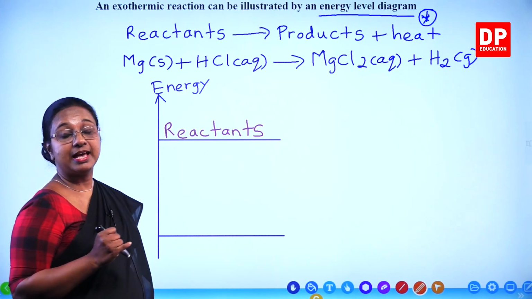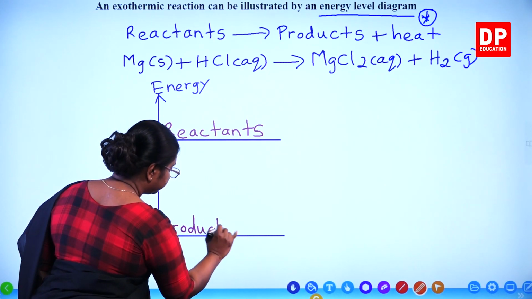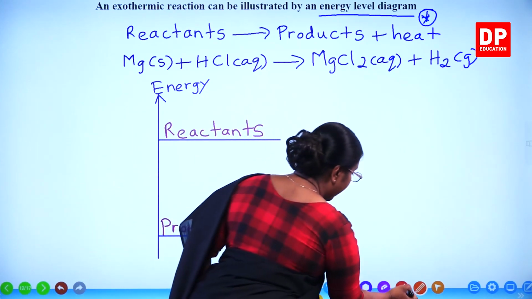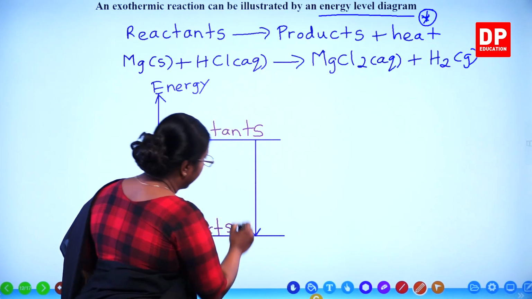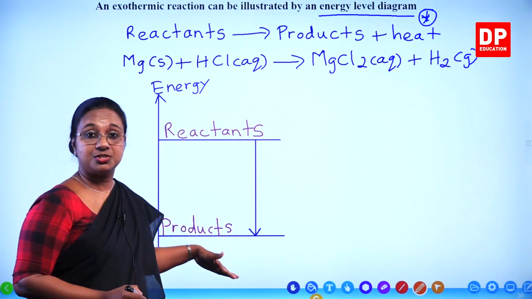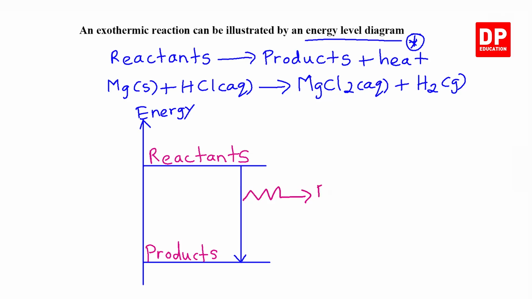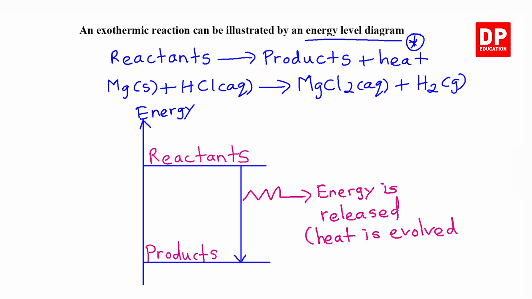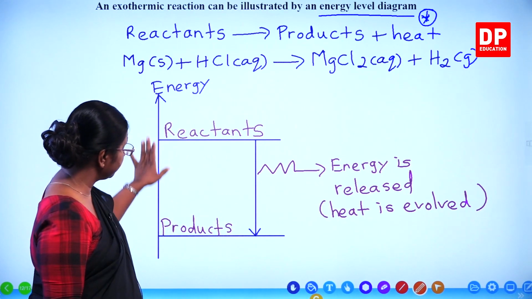And products have less energy or lower energy compared to reactants. So the products will be here. And when this change takes place, there will be release of energy. So that is denoted like this. You use an arrow to show that the reaction is taking place from reactant to products, and at the same time, there is energy released. Or in other words, we can also say heat is evolved. Everything means the same. Energy is actually released in the form of heat energy. So, energy is released during this reaction.